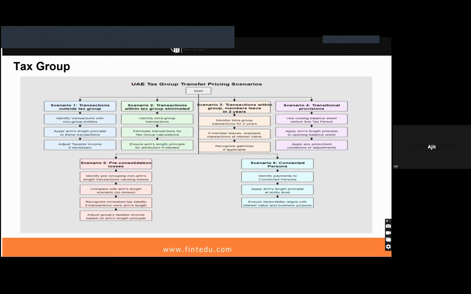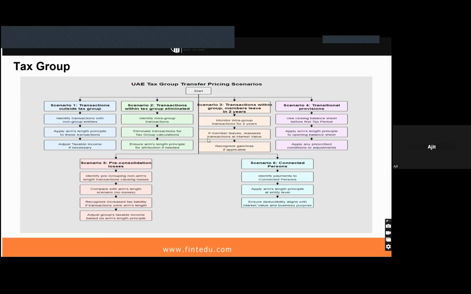And the last and important point, payment to the connected person. The question may come: what about payment to connected persons when it comes to the tax group? See, in a tax group, all the transactions between the entities are eliminated, but payments to connected persons are not eliminated, because these might be to individuals. So before consolidation, these transactions need to be looked into from an arm's length perspective, and then accordingly the consolidation is to be made and the overall tax liability identified.